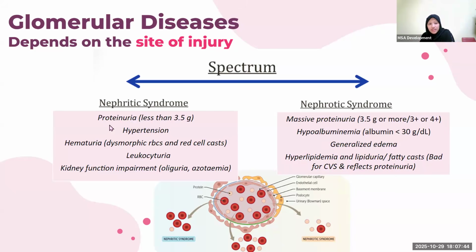So I mentioned this part, nephritic. The hematuria, the blood in the urine, can be RBCs that are deformed or as casts. Again, casts are accumulation of these RBCs from the damaged tubes. I'll get to that in the next few lectures, so don't worry.